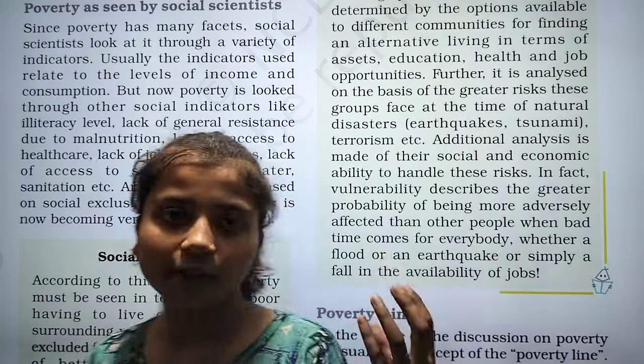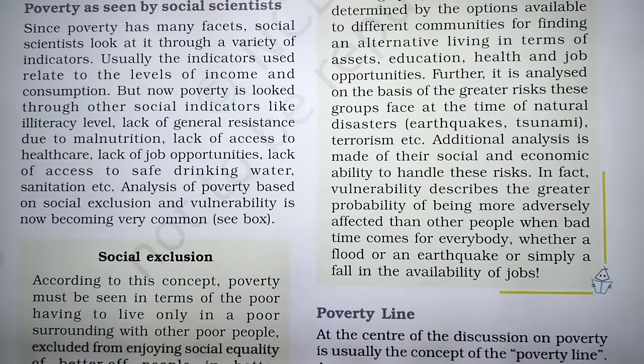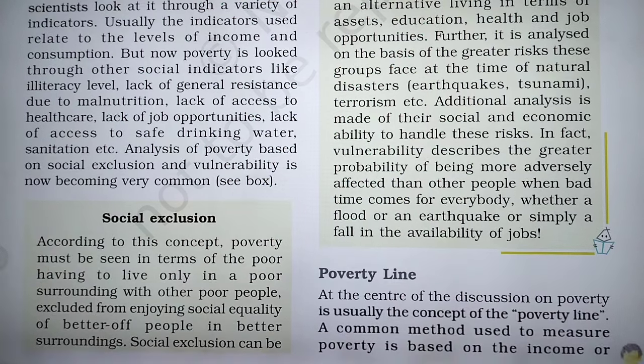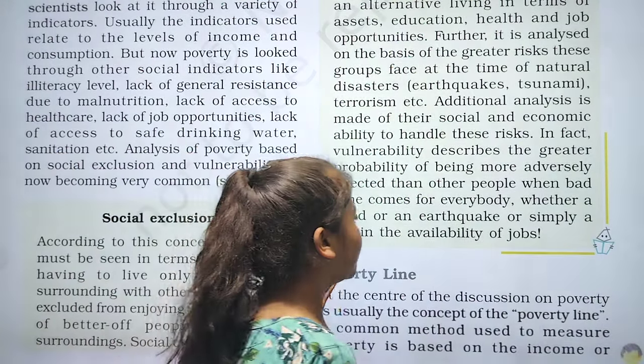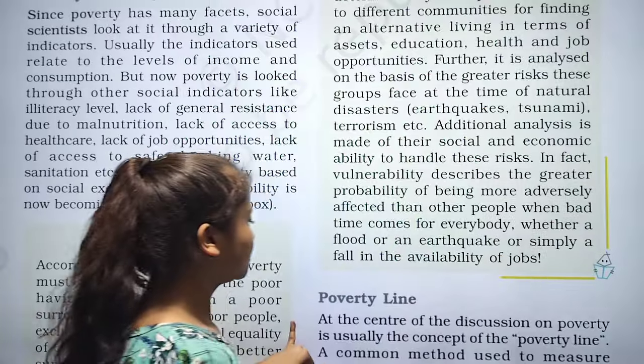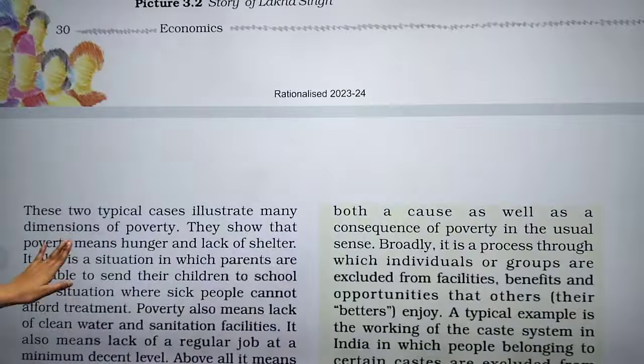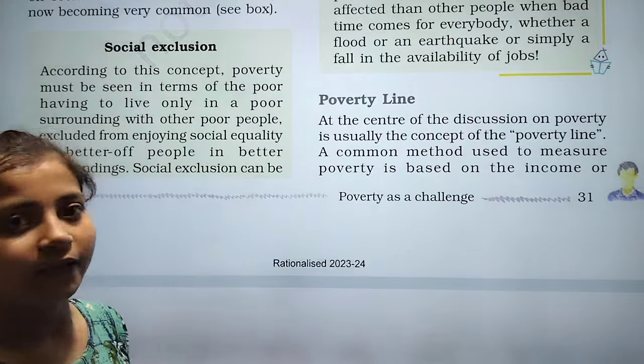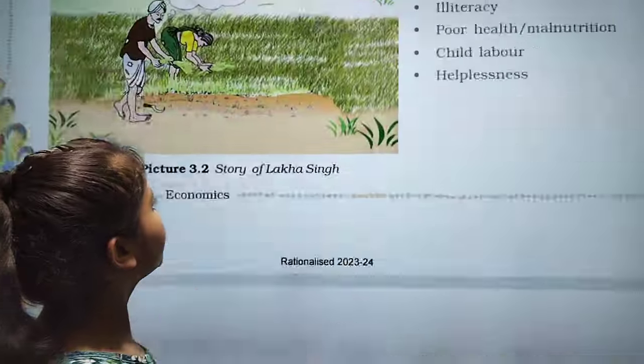It means poor people get affected if some disaster like an earthquake or drought comes, and also by a simple fall in the availability of jobs. Now the next thing is the poverty line, which we will discuss in the next video.